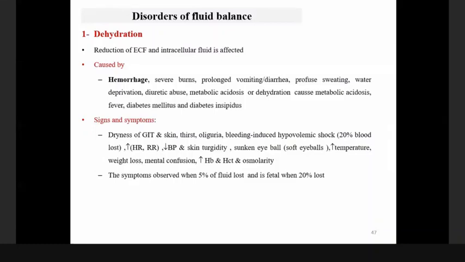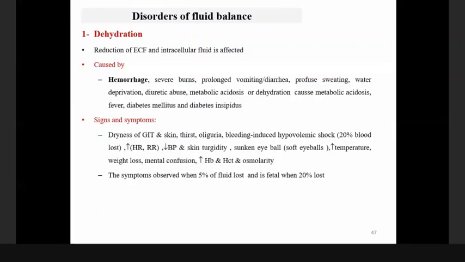So oliguria is when the amount of urine is less than normal, because in a normal subject the amount of urine per day ranges from 1.5 to 2 liters. So if the amount of urine per day is less than 1.5, that's called oliguria.